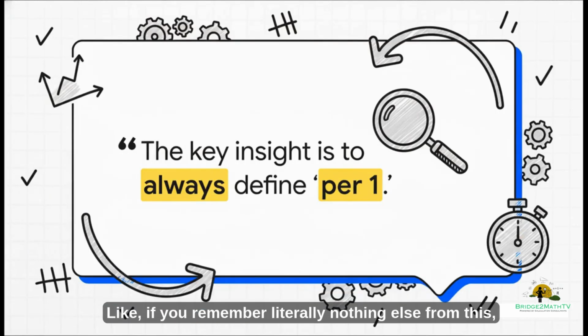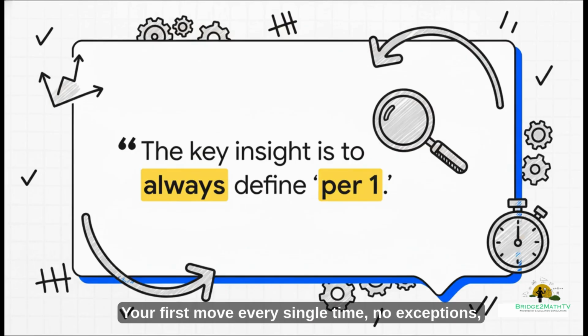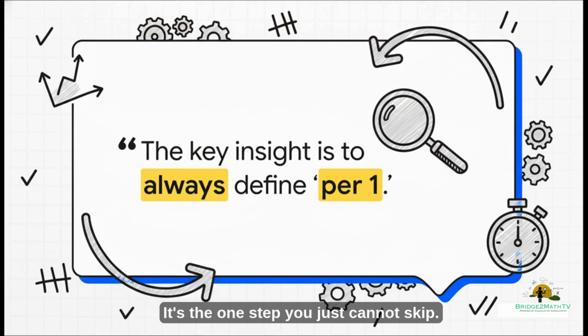Like, if you remember literally nothing else from this, remember this right here. Your first move, every single time, no exceptions, is to define per-1. Burn this into your brain. Make it your mantra for every single rate problem. It's the one step you just cannot skip.